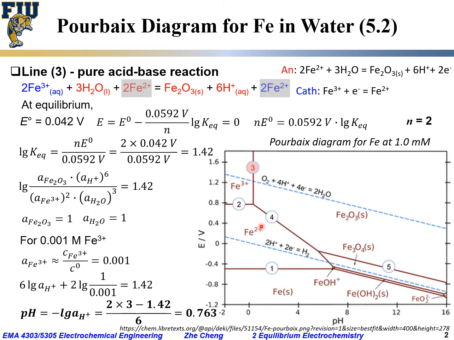Okay. Sorry, the pH that separates iron 3 plus from iron trioxide. That's a vertical line here, and the pH value, if you go down, this is 2, this is 1, a little bit less than 1, 0.763. Okay.